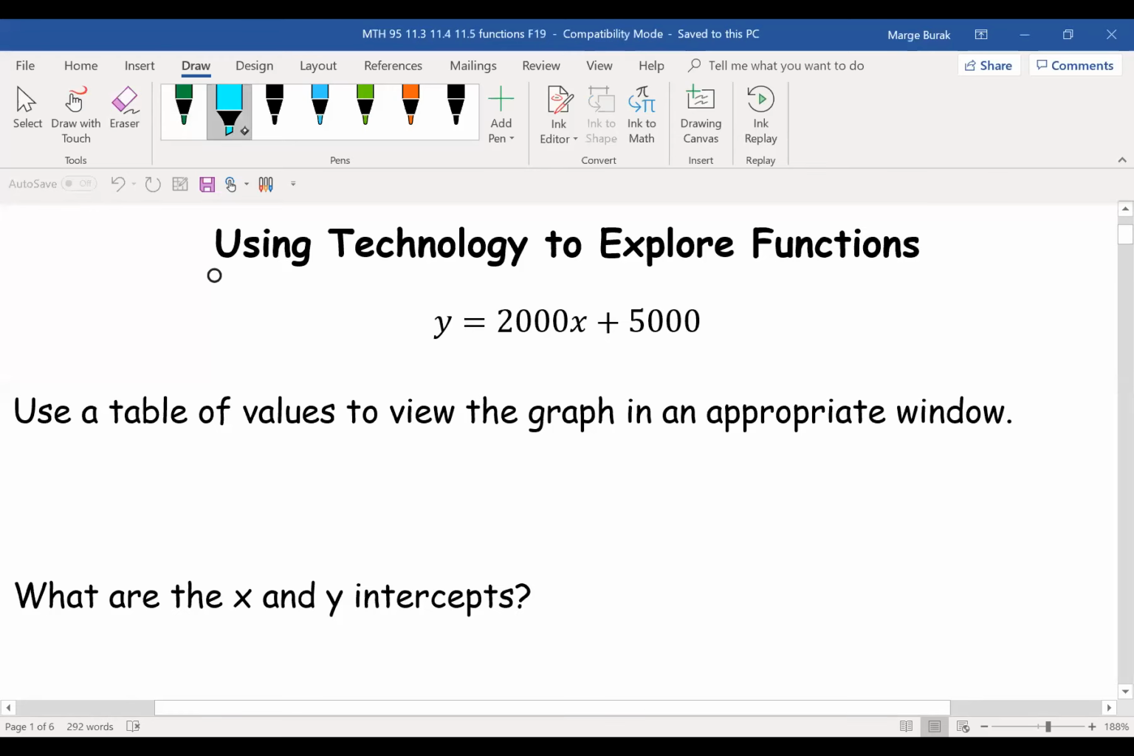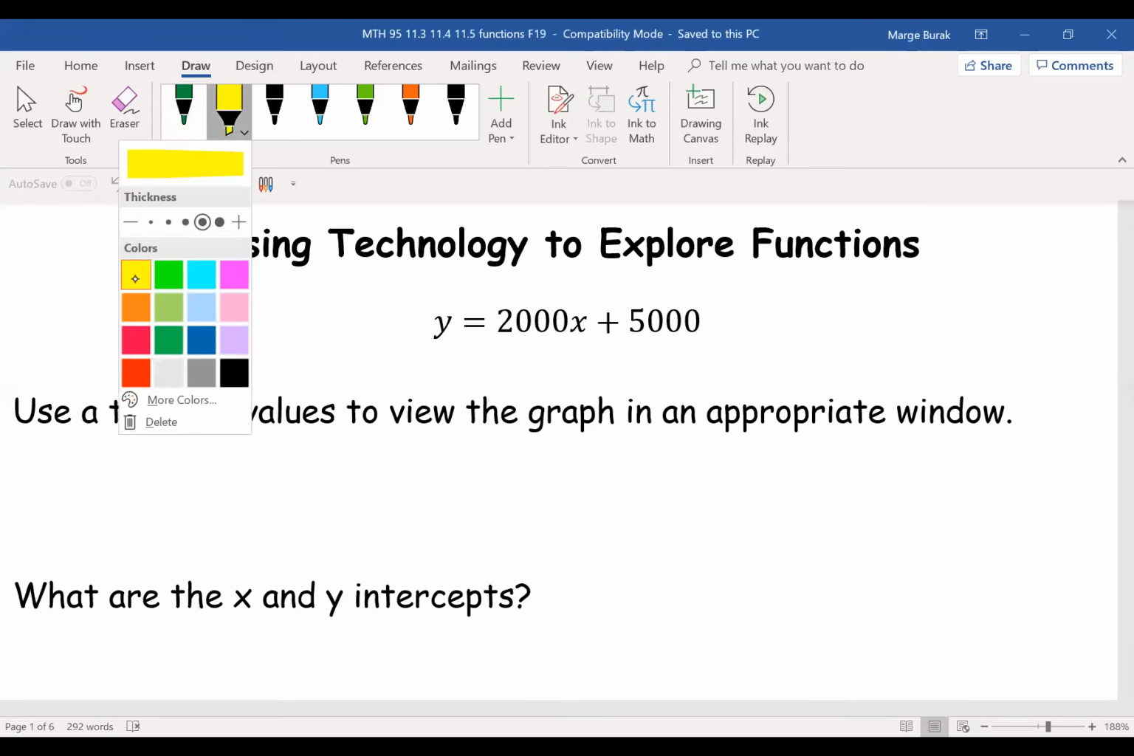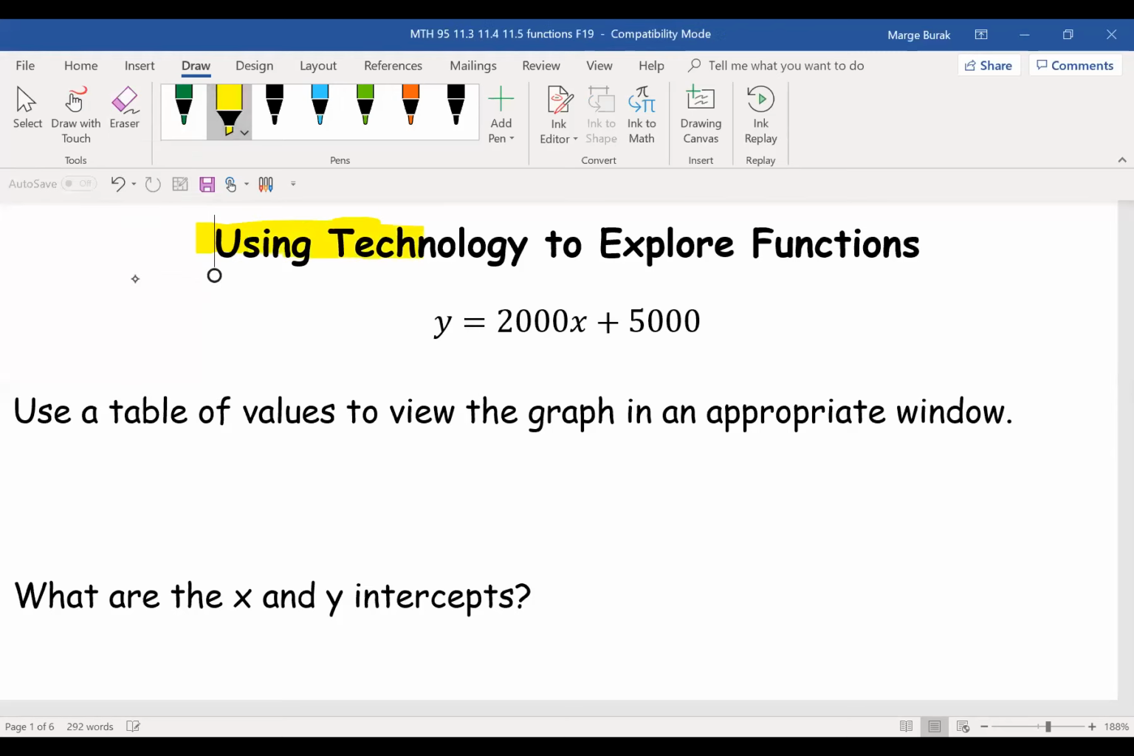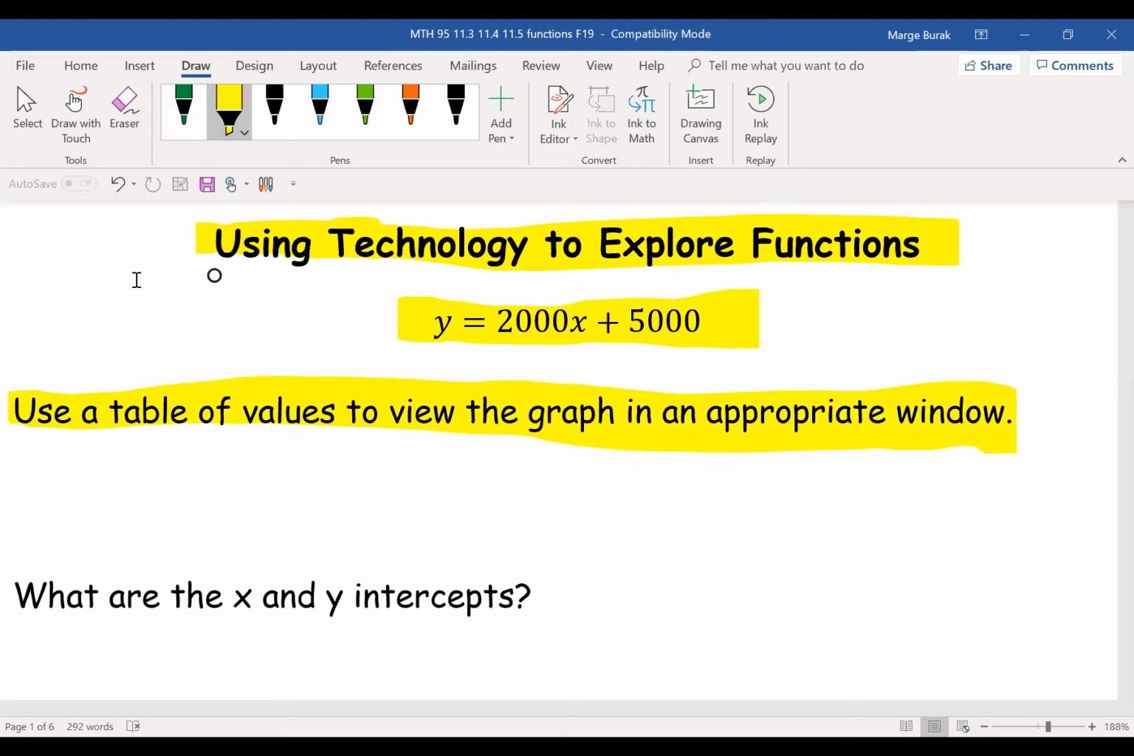All right, let's use technology to explore functions. All right, let's start with a linear function. This is y equals 2000x plus 5000. And we're going to use a table of values to view the graph in an appropriate window. An appropriate window means we can see key features of the graph.